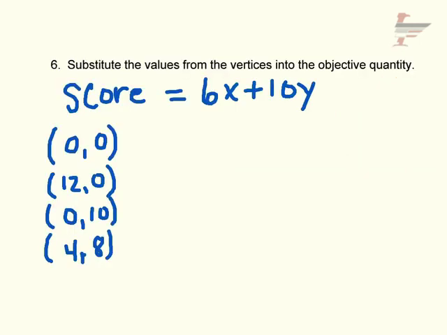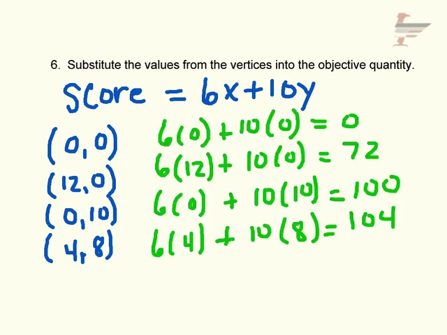So now what we need to do is take our objective quantity, which we're trying to maximize the score, 6x plus 10y, and we have our 4 vertice points, and we're going to plug those vertice points, or evaluate them, into our objective quantity and find out where our maximum occurs. So going ahead and doing the math here, when we plug in 0, 0, we get 0. When we plug in 12, 0, we get 72. When we plug in 0, 10, we get 100. And when we plug in 4, 8, we get 104. So our maximum occurs at 104, which is at the point 4, 8.